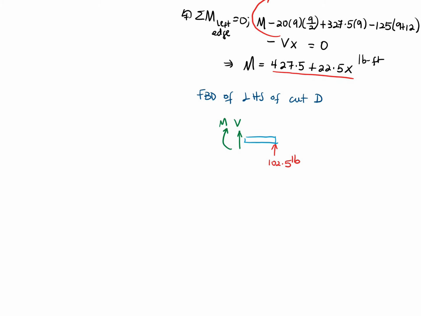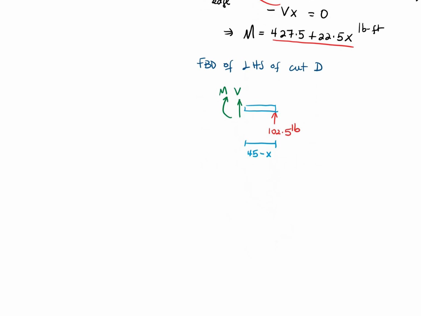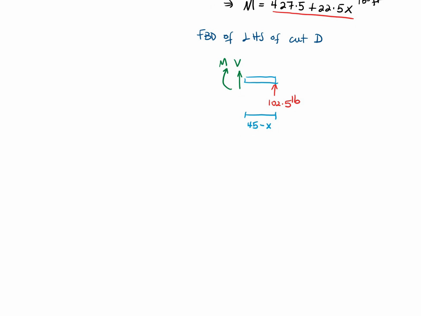So then for the distance, we have the entire length, which is actually 45: 12 plus 12 plus 12 plus 9. So 45 minus x, and that's the distance, right? Because if you're looking over here, x will go all the way from the left-hand edge to this point, which means this distance right here is going to be 45 minus your x. Alright, so finally, summing forces in the y direction gives me V equals negative 102.5 pounds.